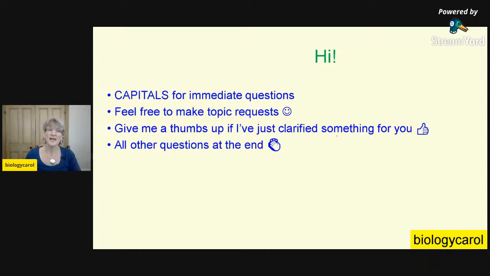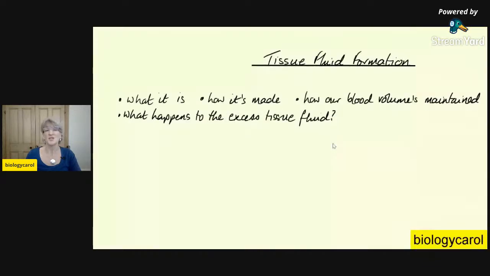Okay, so let's start with tissue fluid formation. We're going to talk about what it is, how it's made, how the blood's volume is maintained, and what happens to the excess tissue fluid.